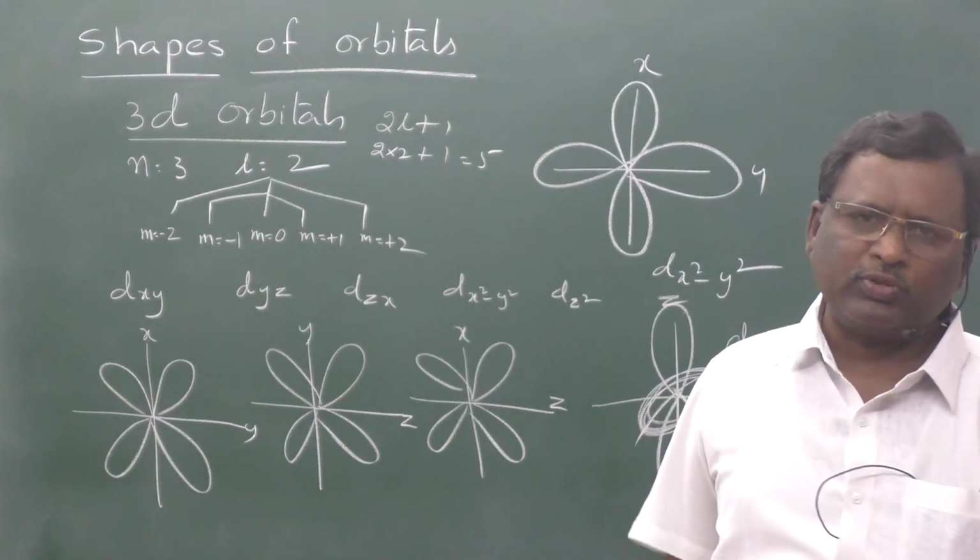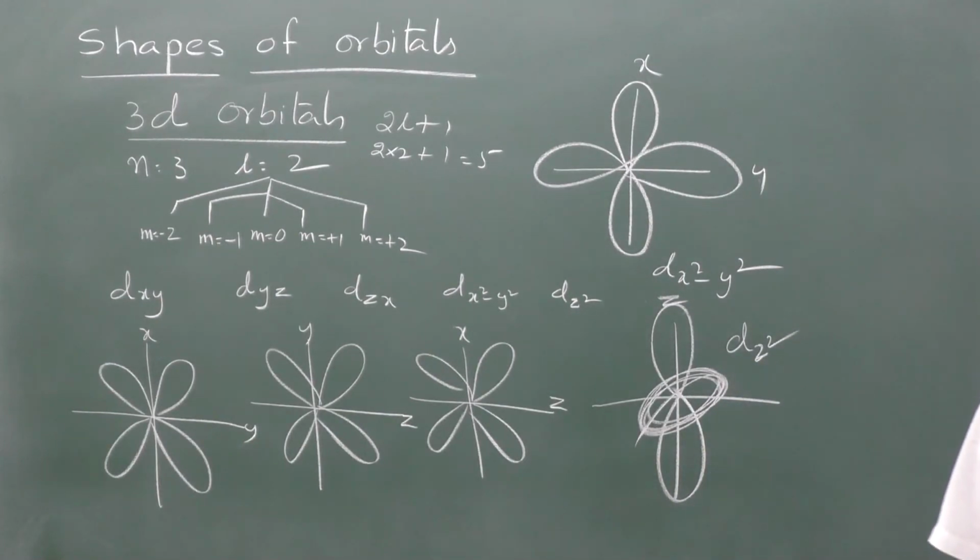So, these are the shapes of d orbitals: dxy, dyz, dzx, dx square y square, and dz square. These are the shapes of the different orbitals.